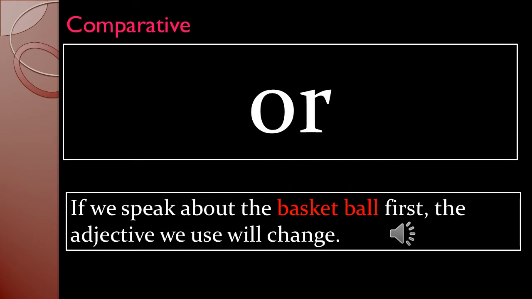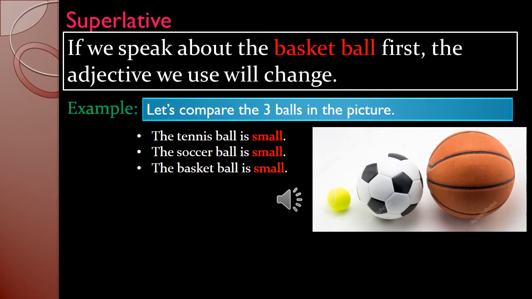Just like in all of the other English things, if we change the thing that we speak about first, the adjective will change. So if we speak about the basketball first, do you think we can still use smallest as my correct adjective? Or will the adjective change? Let's find out. Again, boys and girls, we will use the same system. The tennis ball is small, the soccer ball is small, and the basketball is small. But if we were to talk about the basketball and compare it to the other two balls, which adjective do you think we can use?